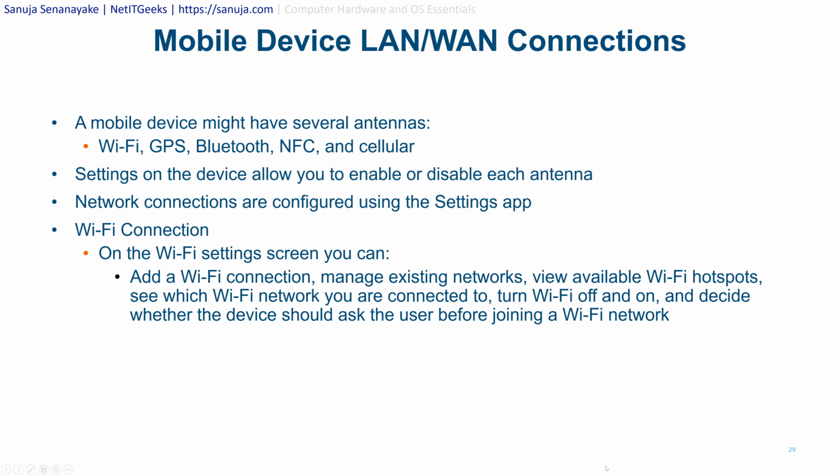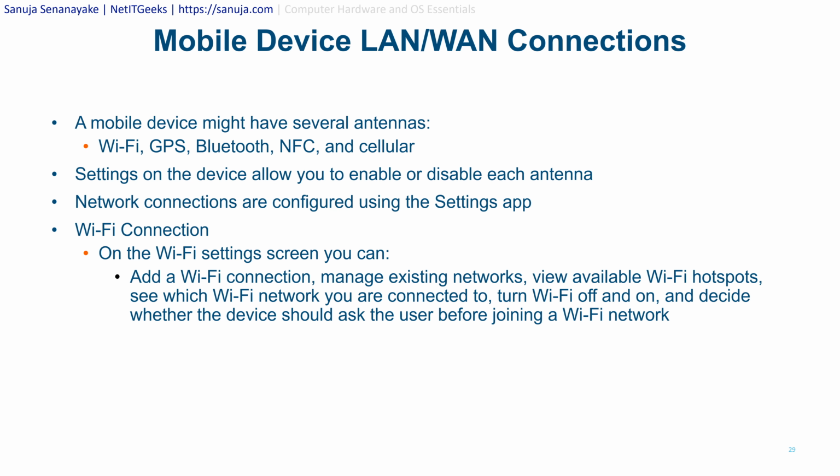Mobile device LAN WAN connections. A mobile device might have several antennas. Those include the Wi-Fi, GPS, Bluetooth, NFC, and cellular. Those could be combined into one single antenna in some situations, or a couple of these items may be combined into one antenna, but most of the time those have different antennas. Settings on the device allow you to enable or disable each of these antennas, even if they are combined together.